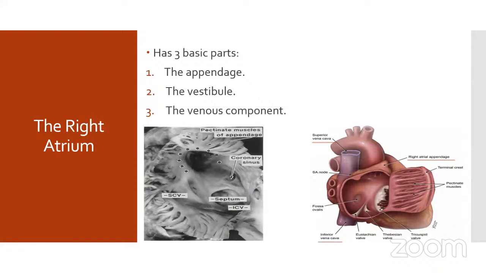Internally, the right atrium has three basic parts: the atrial appendage, the vestibule, and the venous component. The atrial appendage has a triangular shape with a wide junction to the venous component. The most characteristic and constant feature of the morphology of the right atrium is that the pectinate muscles within the appendage extend around the entire parietal margin. The venous component is the SVC, the IVC, and the coronary sinus, which receive the systemic venous return. The vestibule is a smooth-walled atrial myocardium that inserts into the leaflets of the tricuspid valve.